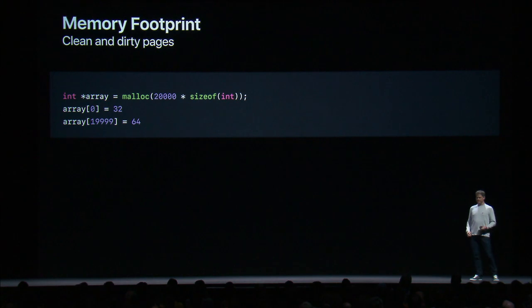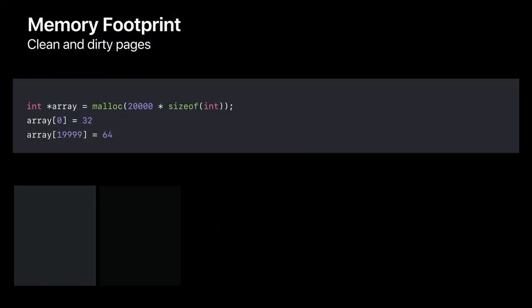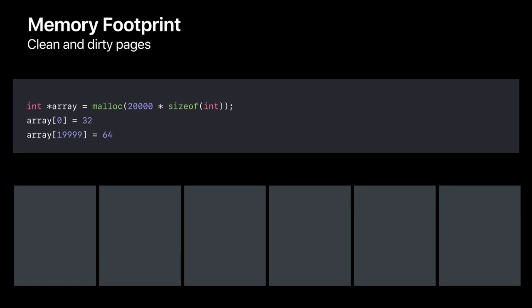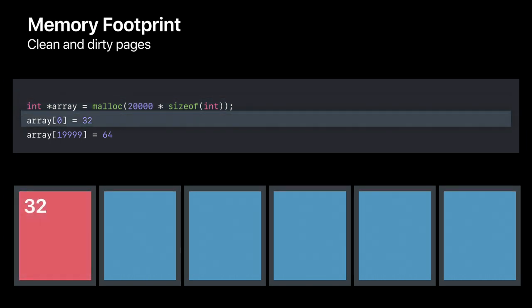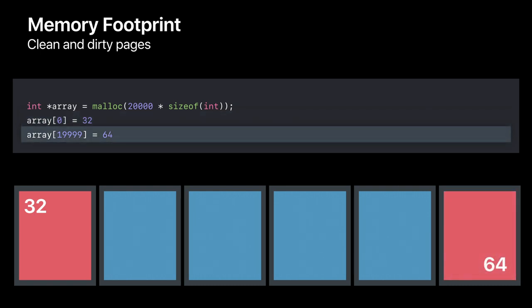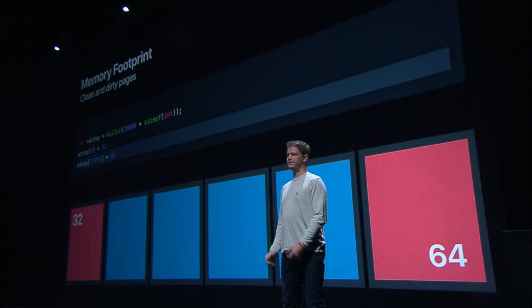So as an example of clean and dirty pages, let's say I allocate an array of 20,000 integers. The system may give me 6 pages. Now, these pages are clean when I allocate them. However, when I start writing to the data buffers, for example, if I write to the first place in this array, that page has become dirty. Similarly, if I write to the last page, or the last place in the buffer, the last page becomes dirty as well. Note that the 4 pages in between are still clean because the app has not written to them yet.